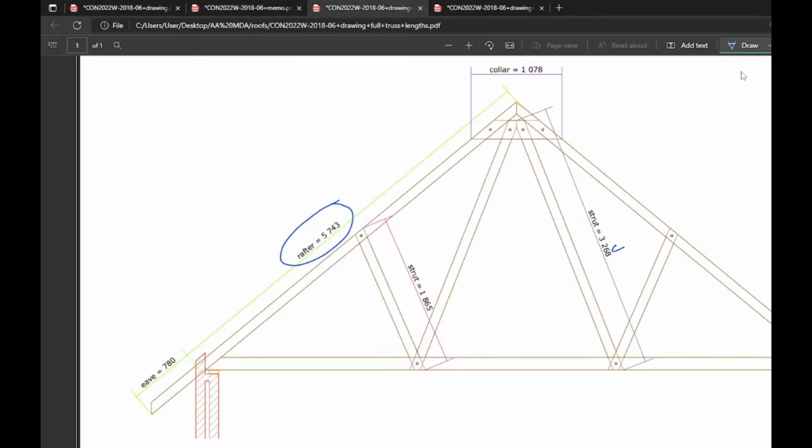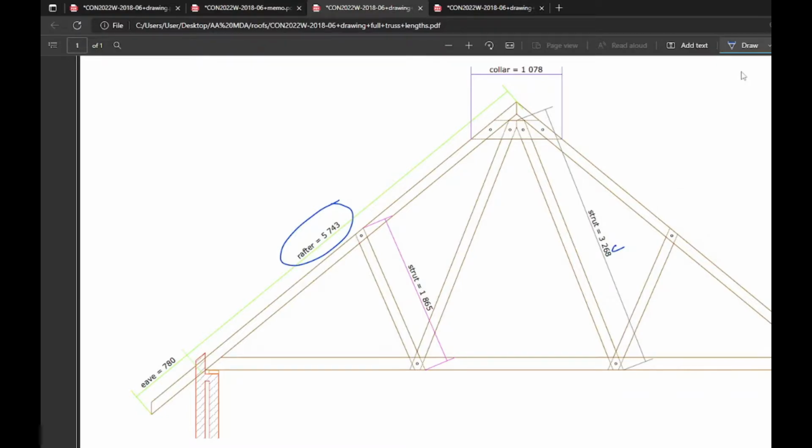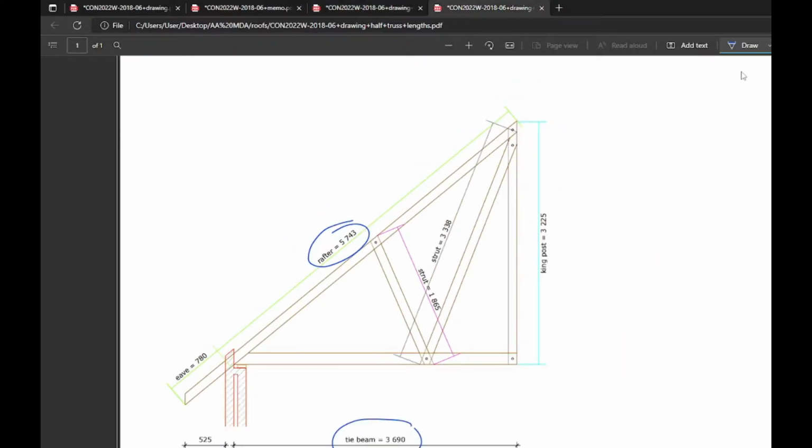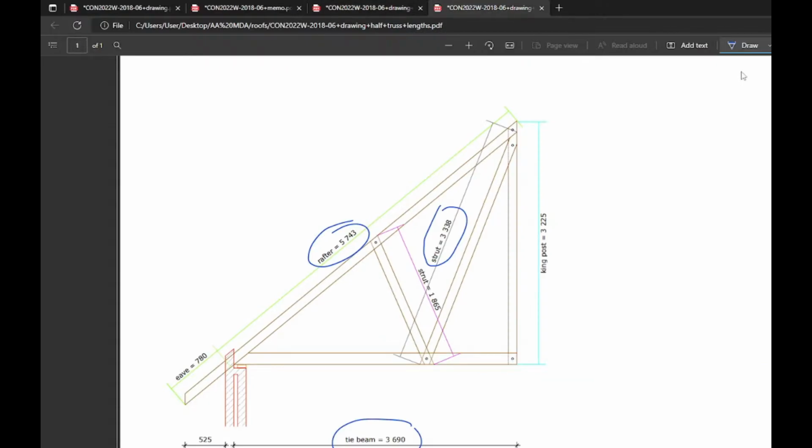Short strut, scaled, straightforward. They're the same from this one, 1.865. Yeah, so it's exactly the same as the full truss. What has happened here? Let's just take a look. 1.865, 3.338, 3. That's interesting. The longer strut, slightly different, guys. See that? 3.338, 3.268. Okay, interesting. But the shorter strut is the same. Okay, so let's not use the full truss.